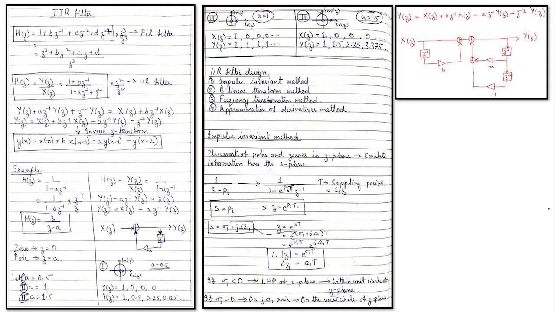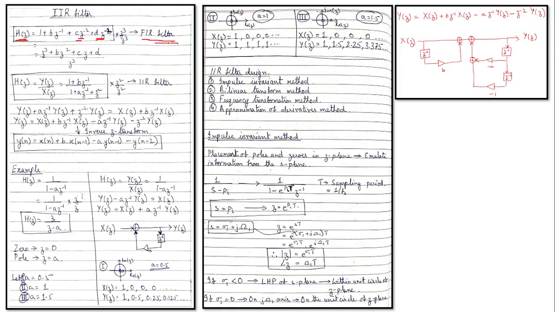Now, in the first case, if you see, we are given H(z) equals 1 plus b z inverse plus c z to the power minus 2 plus d z to the power minus 3. So this is the equation for the transfer function for the FIR filter.